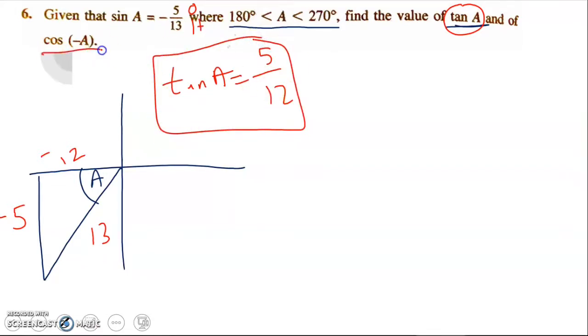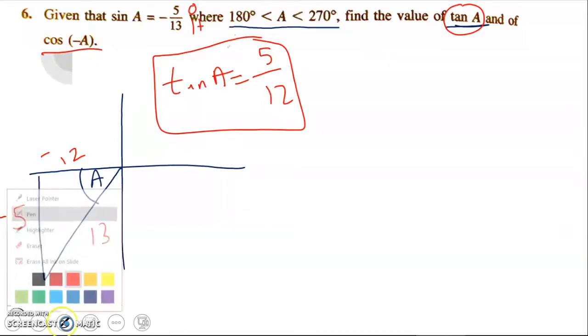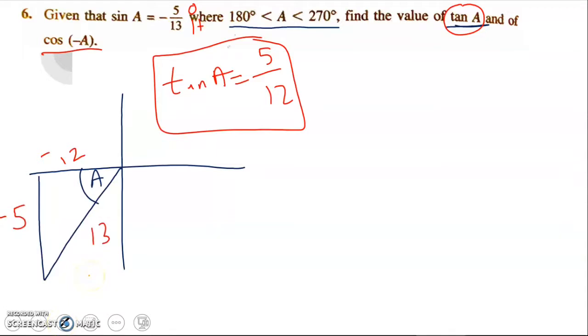Now cosine of negative A. Okay, so here's the thing about that. That's going in the negative direction. This went in the positive direction like this. Well, now it's going to go in the negative direction. So if I went in the negative direction, instead of going where the yellow is, it's going to go in the opposite direction, but the same measurement. So it's actually going to land somewhere in Q2.